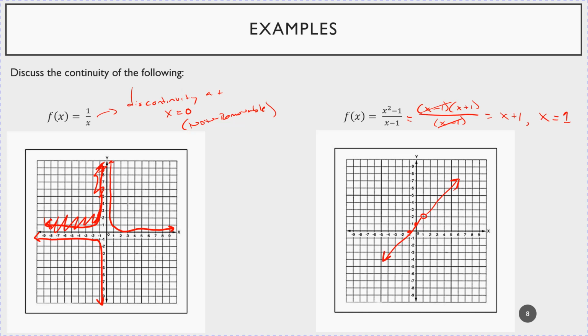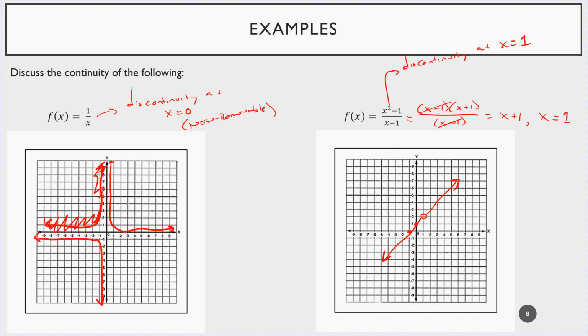And it's going to look like this. So there's going to be a hole in it. So we see here we have discontinuity at x is equal to 1. It's continuous everywhere else, but just not at x is equal to 1. But notice how it's just a single hole in the graph.